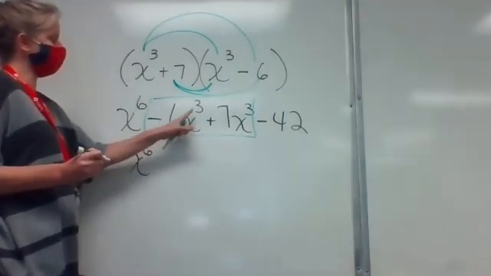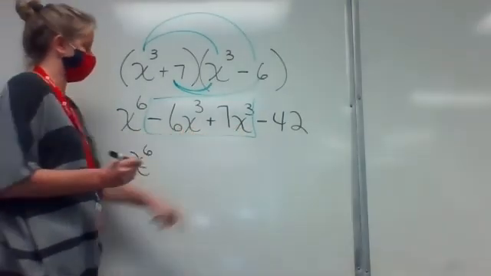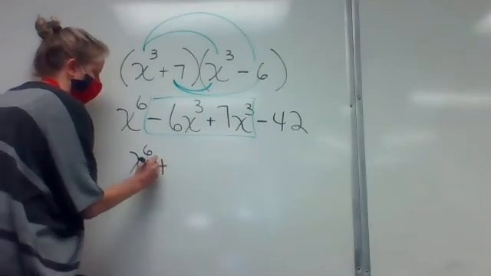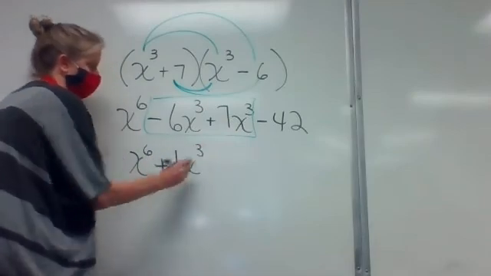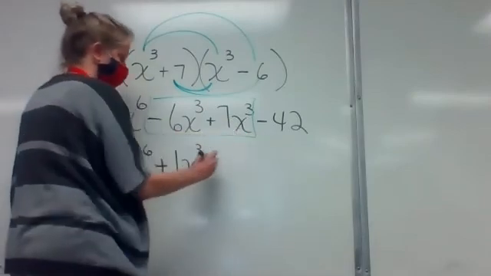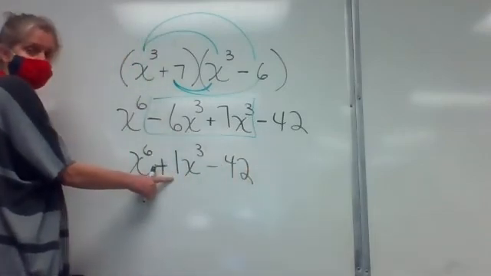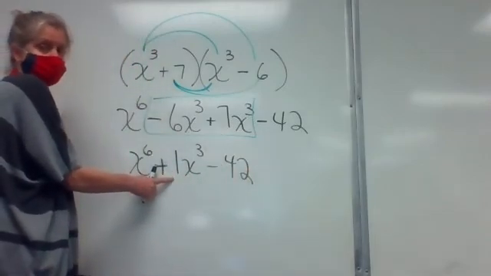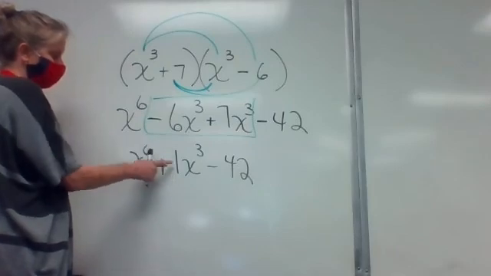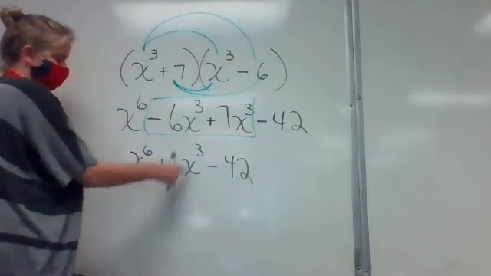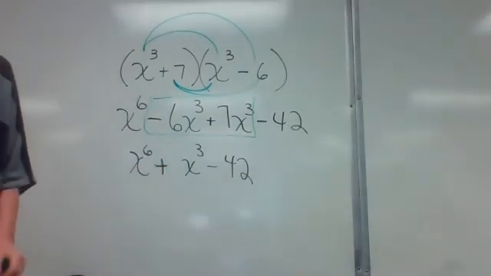Here I've got negative 6x to the third plus 7x to the third, which gives me positive 1x to the third. And just bring down the minus 42. This 1 right here is not necessary. It shouldn't be marked wrong because it's not wrong. It's just that when you have 1x to the third, it's the same thing as saying x to the third.